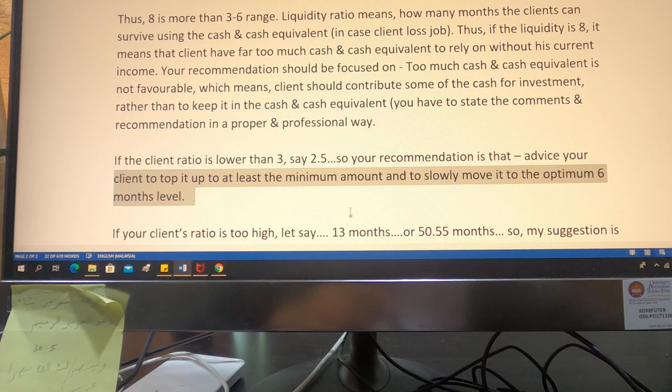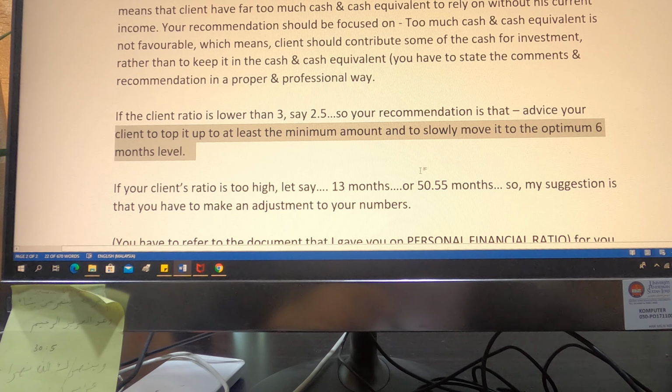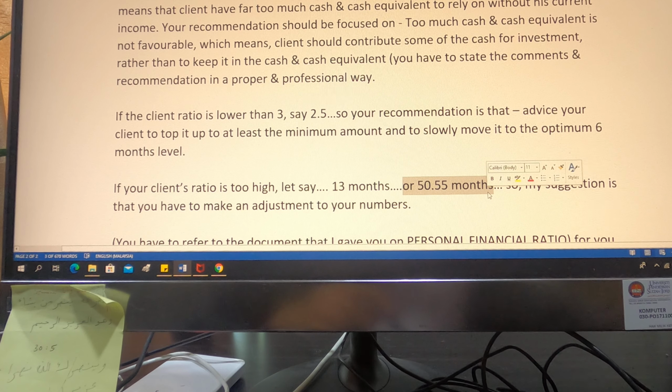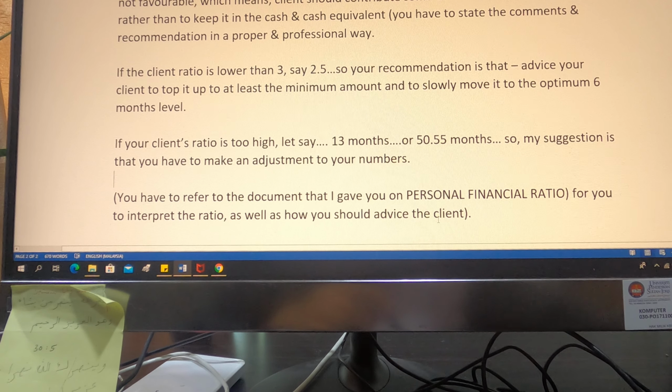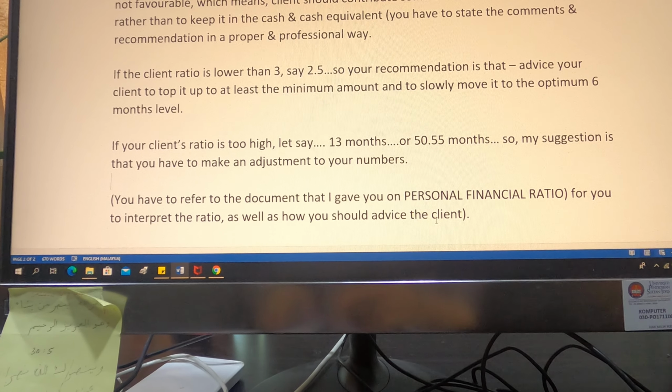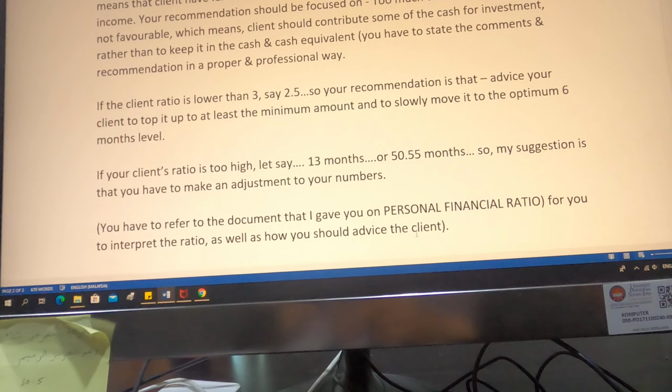Okay, if your client's ratio is too high, for example, some students say that their ratio is 50 or 55 months for the liquidity ratio. Come on, you have to make an adjustment. This is too high, you know. All right, and also, please refer to the document that I gave you on personal financial ratio so that you can give advice to your client.